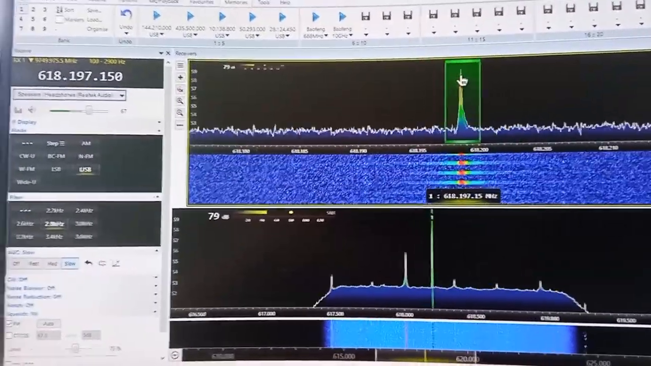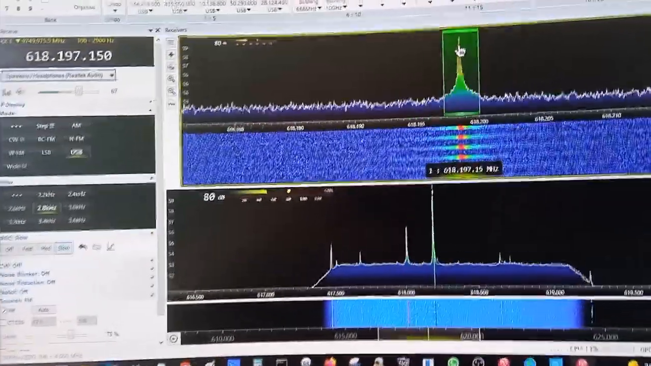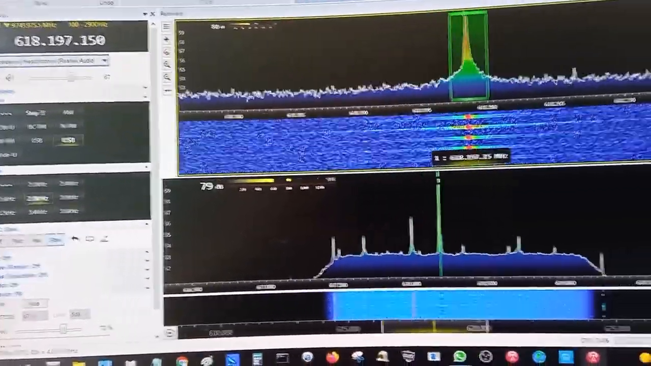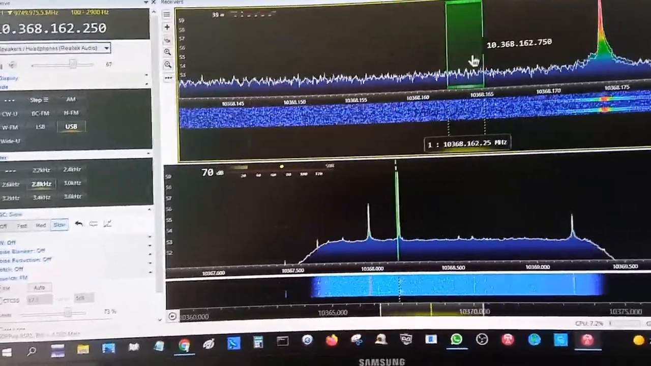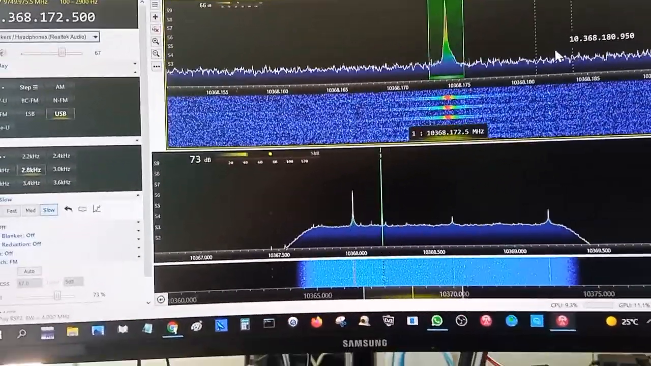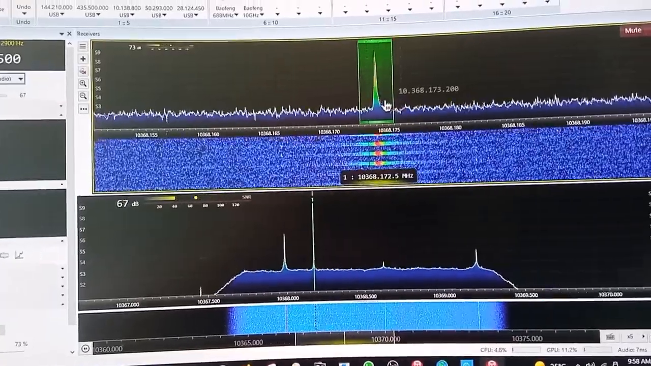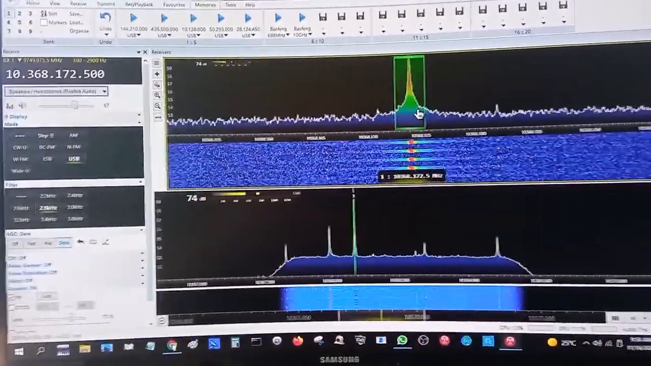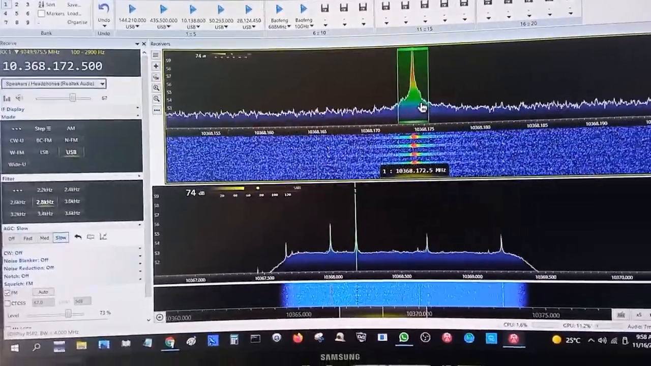It's internal. There is an internal oscillator that is falling on, I think, the 23rd harmonic, and will fall into 10 gigahertz. Yeah, it's quite usable.